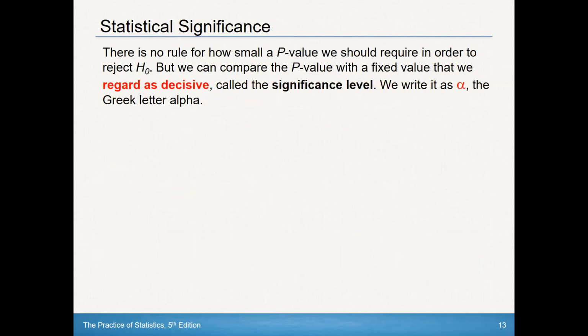Now, one more piece to tie the intro together. There's no rule for how small the threshold is for a p-value to be small enough. There is not one set value out there, no rule for how small a p-value needs to be to require us to reject the null. But what we can do is compare the p-value with a fixed value, a fixed p-value that we regard as decisive. And we're going to call that the significance level. It'll be written as alpha, the Greek letter alpha, as you see here.